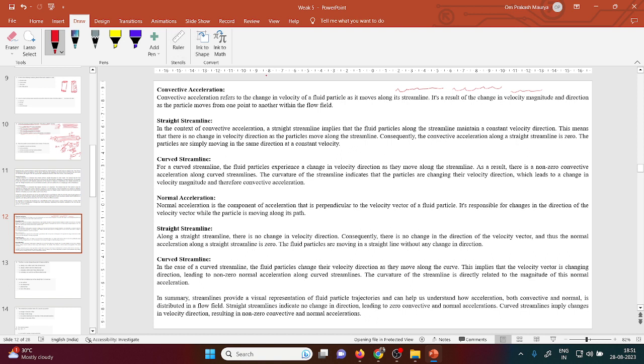So convective acceleration is that, let us assume some open channel and a cylindrical thing. Just for the sake of understanding I am taking the straight streamline. As your fluid particle moves from one place to another place, how the velocity changes along the streamline is indicated by the convective acceleration. The normal acceleration, what does it indicate? This is the normal acceleration.